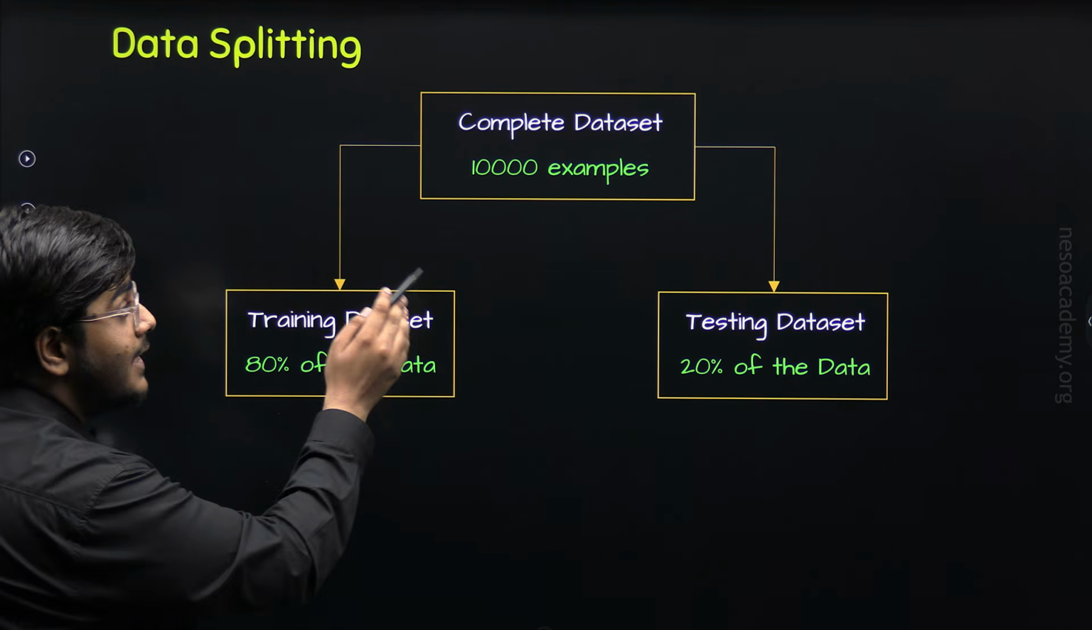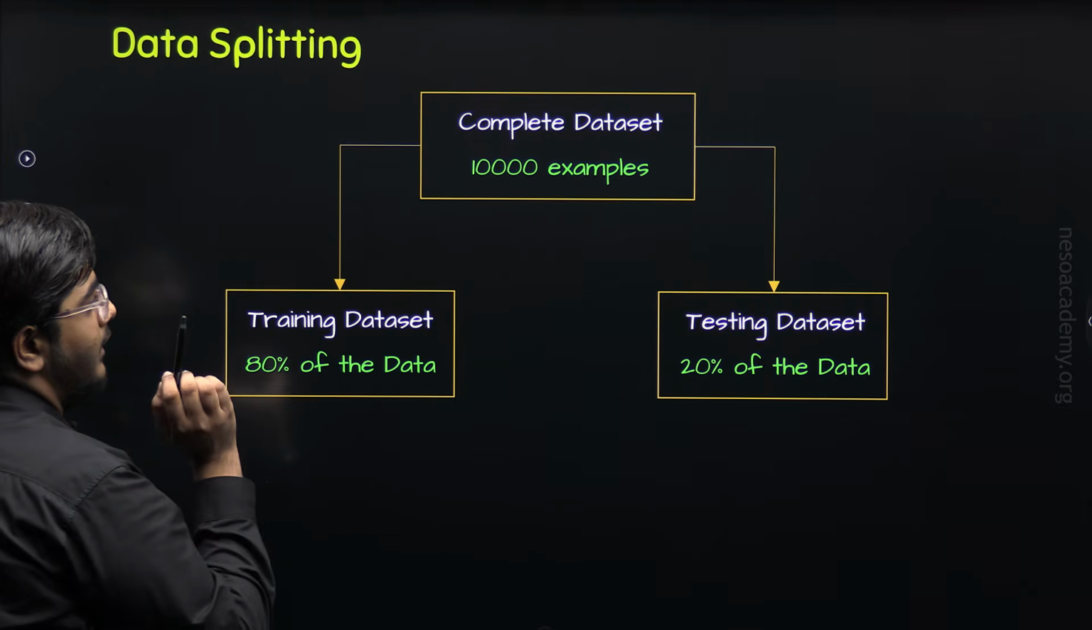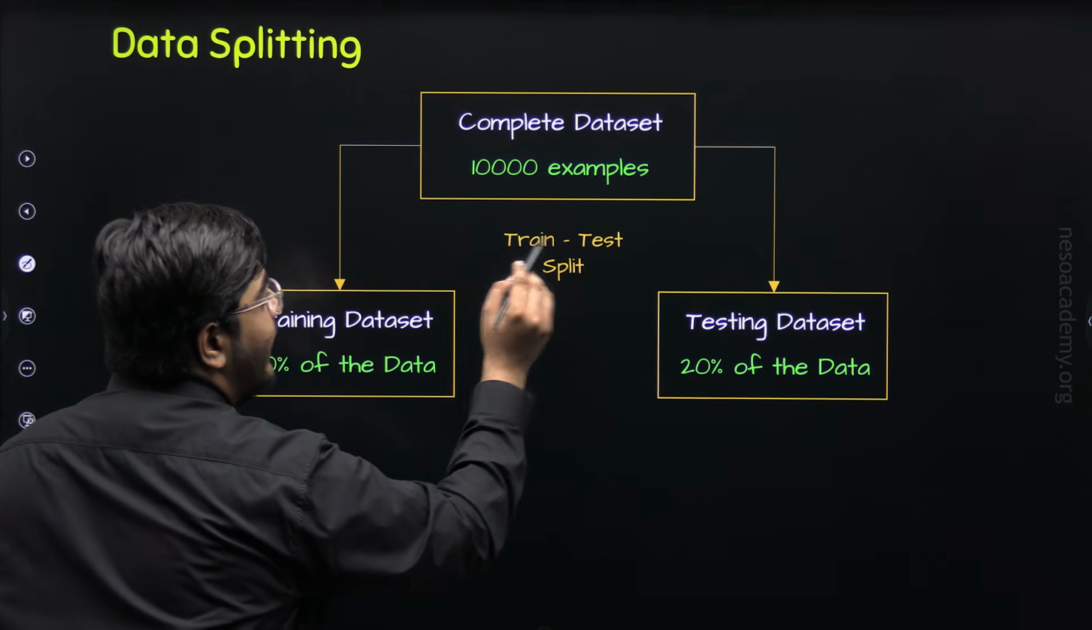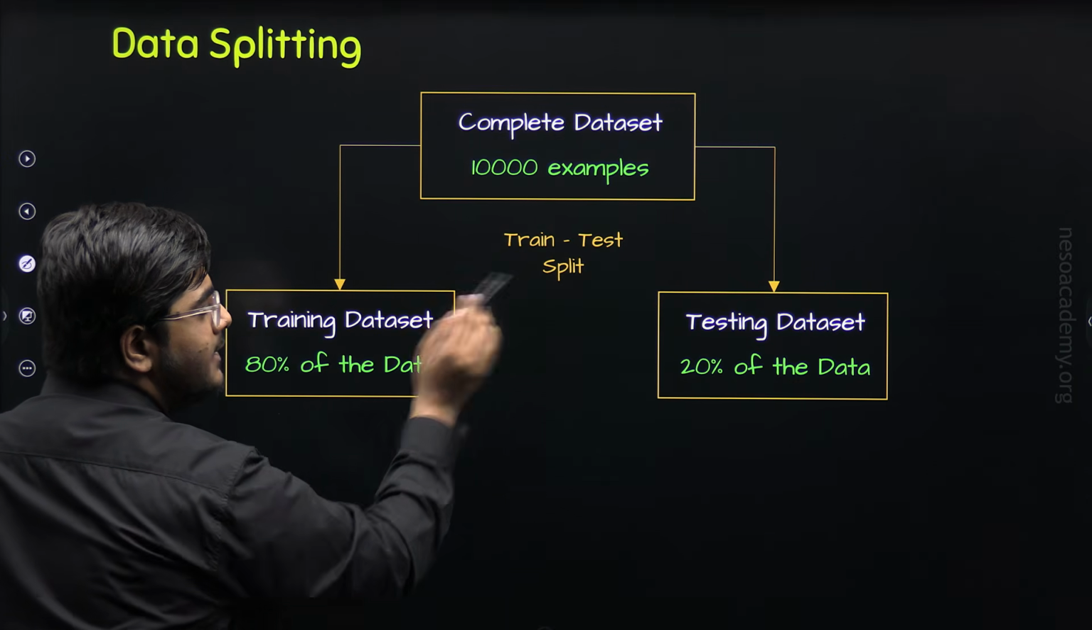Now, this process is known as data splitting. And there is one more name of this process, which is known as train test split. Why train test split?